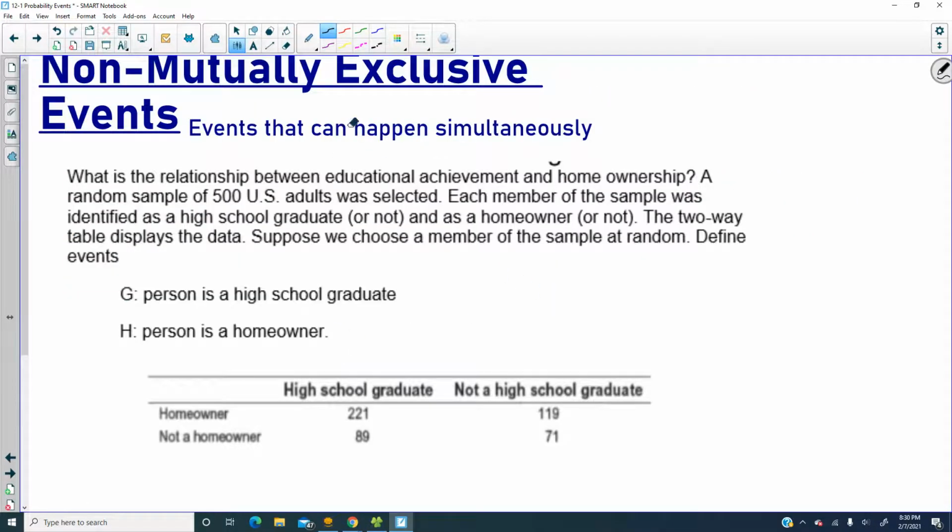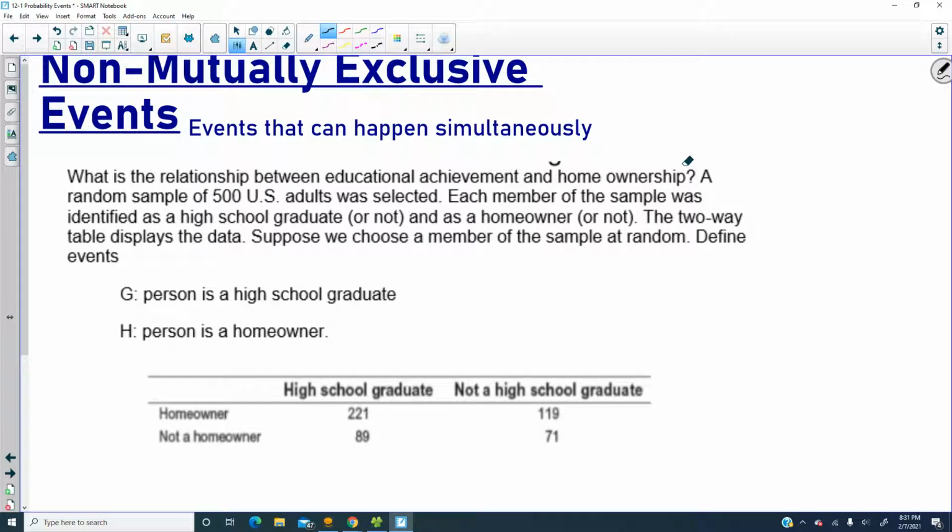All right, non-mutually exclusive events are events that can happen simultaneously. So here's an example. This is not in your workbook, but it might help show this a little bit better. What's the relationship between educational achievement and home ownership? A random sample of 500 U.S. adults was selected. Each member of the sample was identified as a high school graduate or not, and as a homeowner or not. The two-way table displays the data.